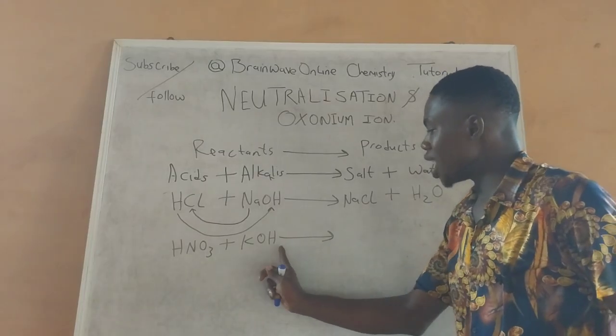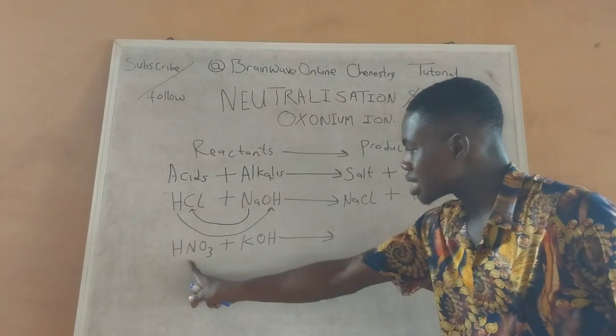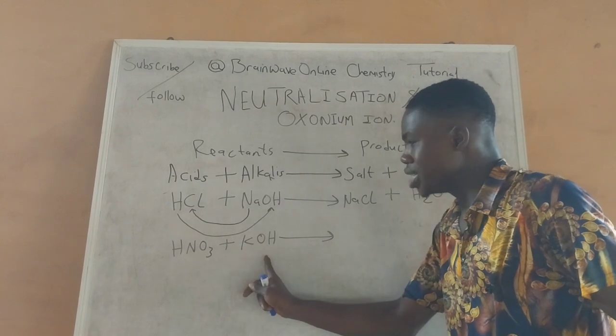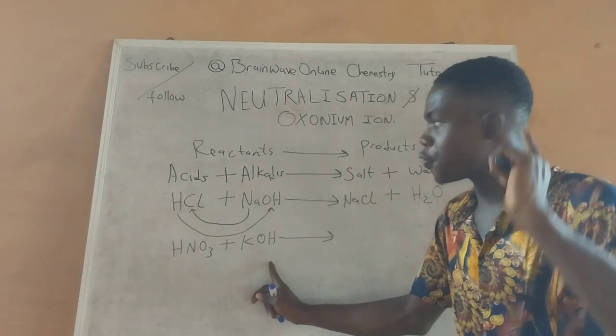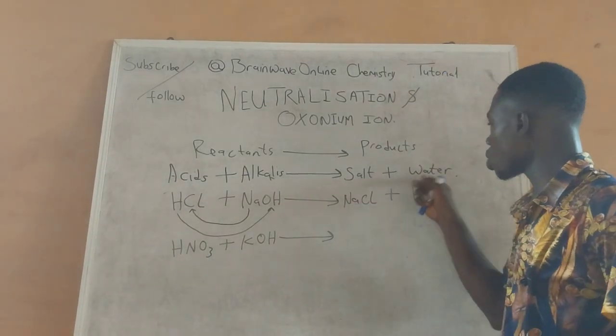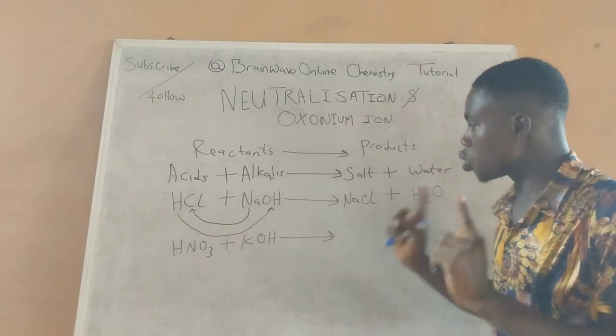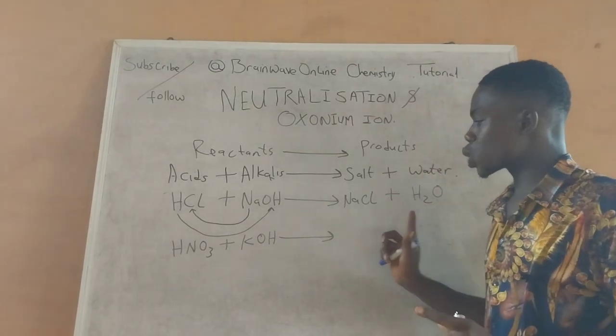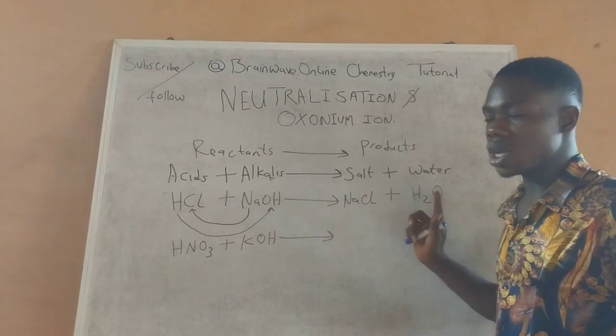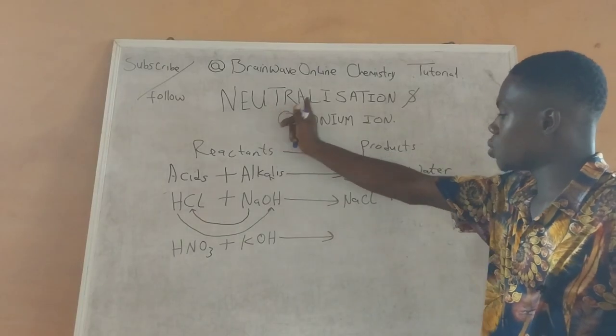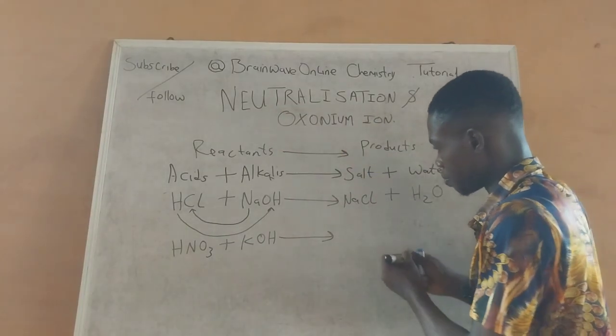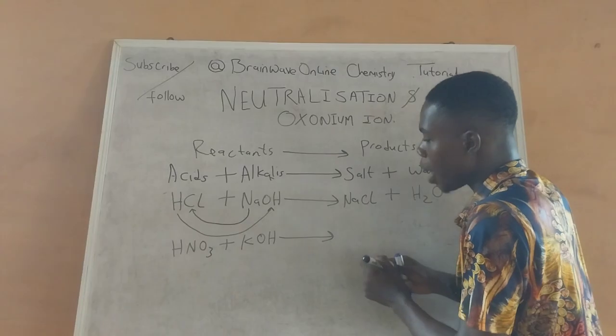With potassium hydroxide. Now, anytime an acid is reacting with an alkali, please take note that the products that will be formed are salt and water only. Please take note that the products formed are salt and water only under neutralization reaction. In this case, the same thing happens.